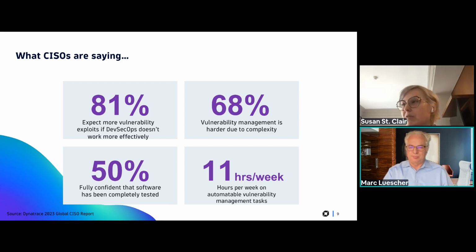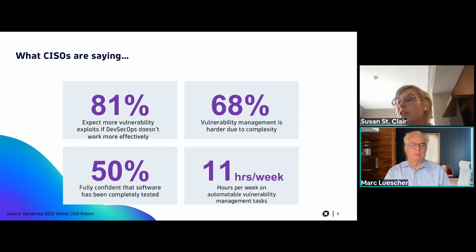But 68% of our customers are saying it's gotten way, way harder, more so because of this complexity. So while we're providing services to make sure this innovation happens at the speed the business requires, that provides some real challenges from a security point of view.